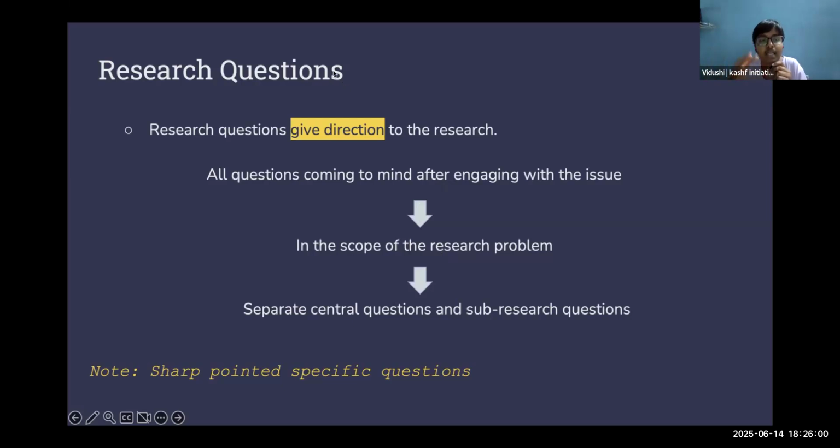So finally, a very important part of your research proposal and any research process are research questions. I call it a lens of the study because they give direction to the research.